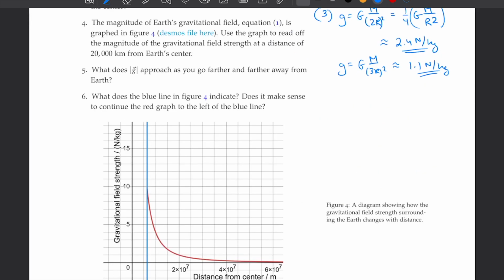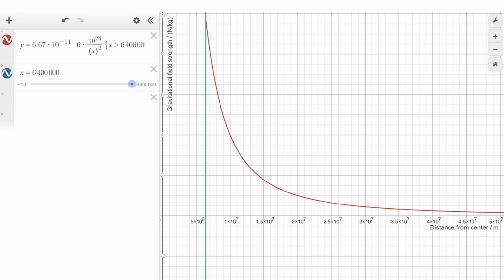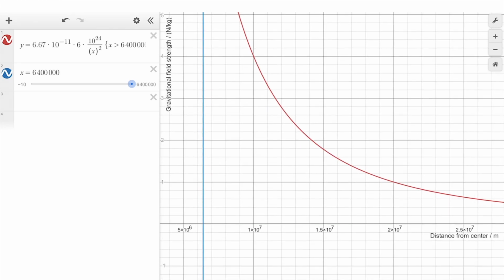Okay, so you can see I've got the graph of GM over r squared here below, and we can just go to the Desmos file and quickly answer the question. So we want to use the graph to read off g at 20,000 kilometers. Now, the unit on the x-axis is in meters here, right? Okay, so 20,000 kilometers, 2 times 10 to the 4 kilometers is 2 times 10 to the 7 meters. So you can see 2 times 10 to the 7 meters. You can see we are around here, right?